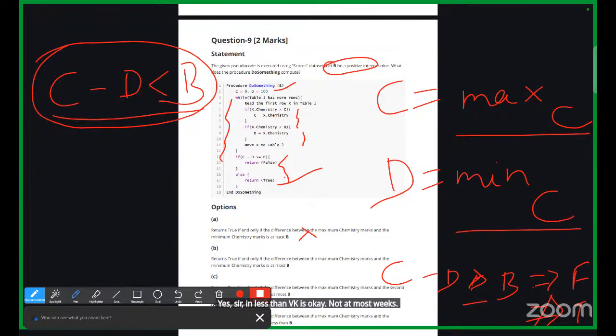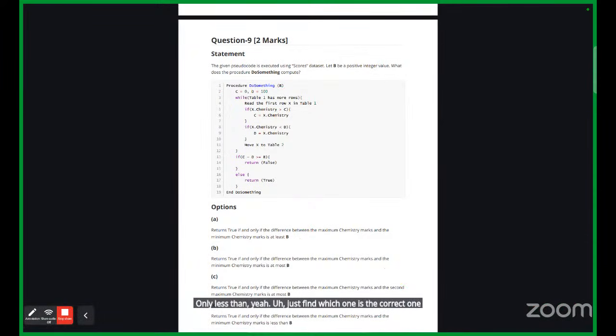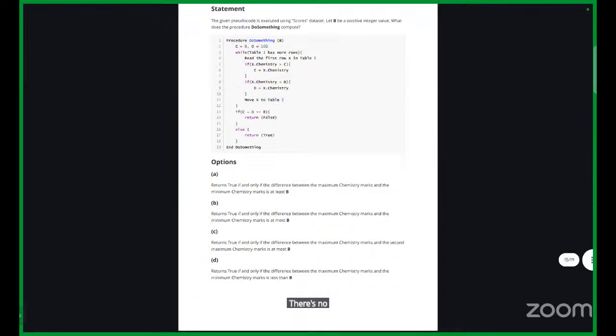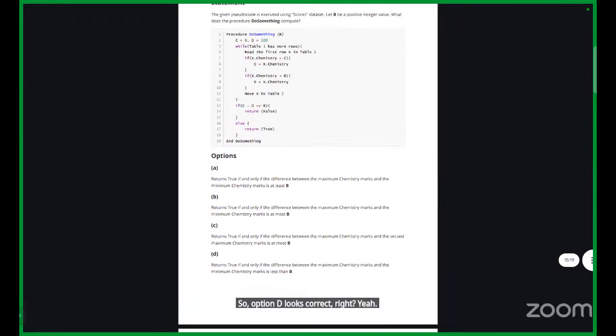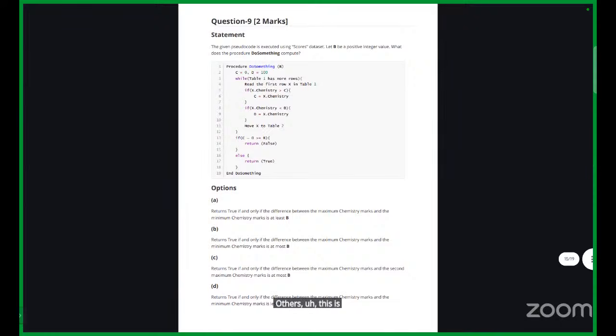So just find which one is the correct one based on that. So option D looks correct, right? Yes, option D. Is this clear to everyone? Any doubt in this one?